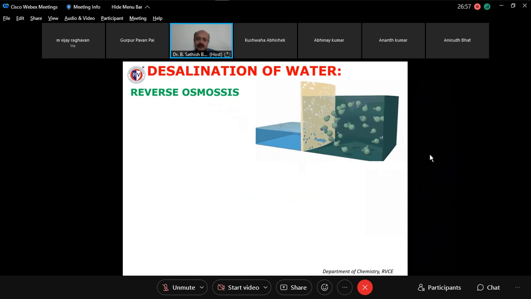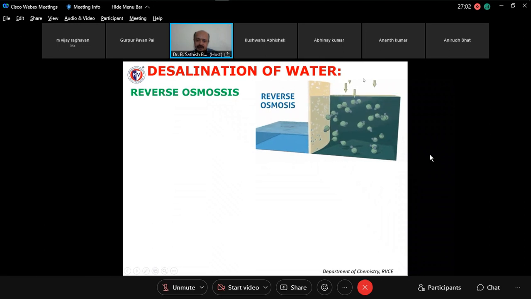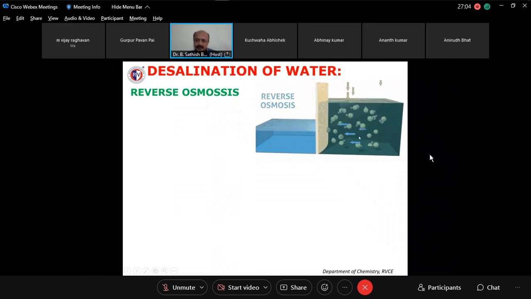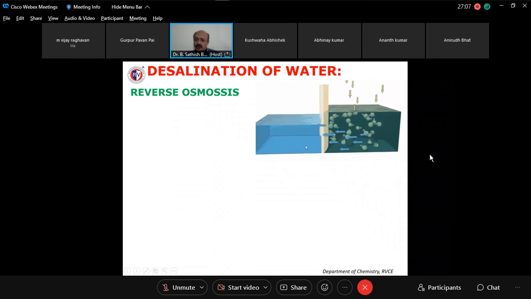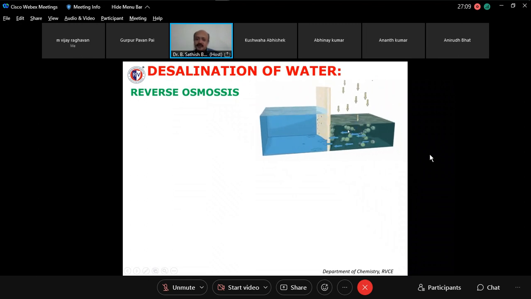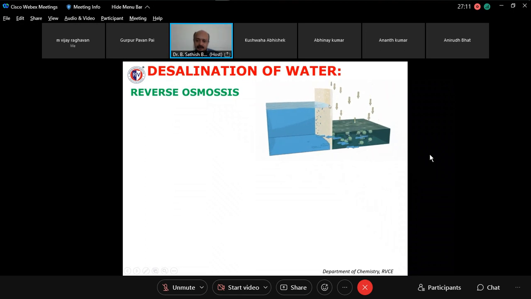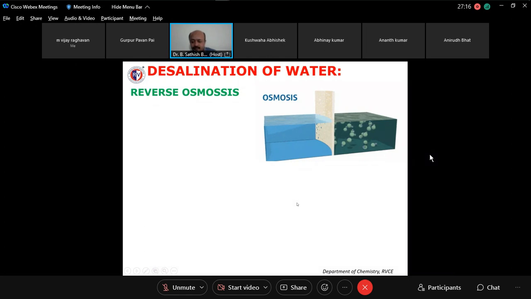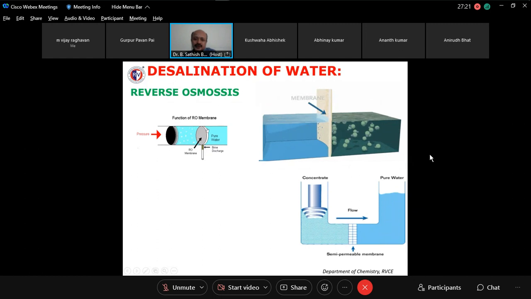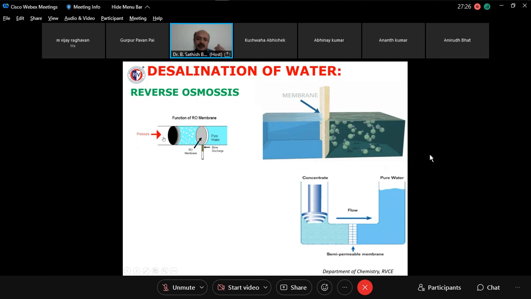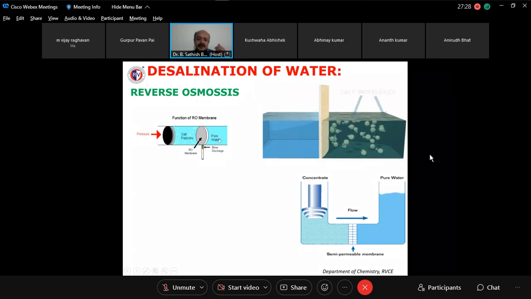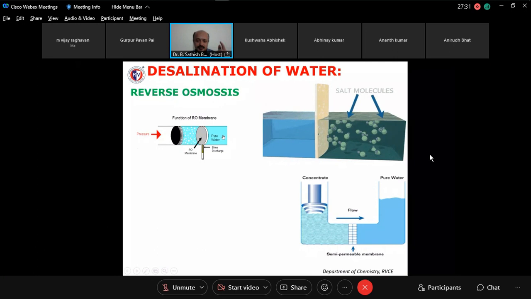Now what we are doing is applying pressure on this side: reverse osmosis. During reverse osmosis, we are applying pressure. Only water molecules, not the other salts and impurities, will pass through the semi-permeable membrane. So here you are getting pure water. This is one more setup wherein we use the semi-permeable membrane, or RO membrane, and we apply pressure, and on the other side you get pure water.